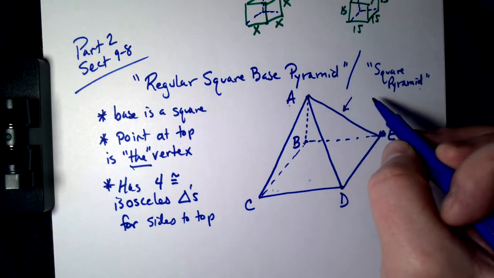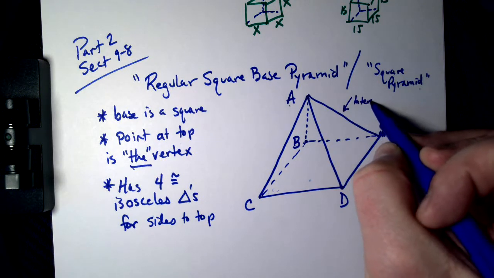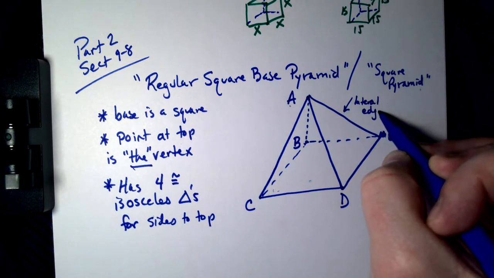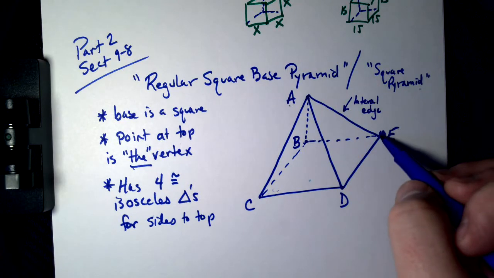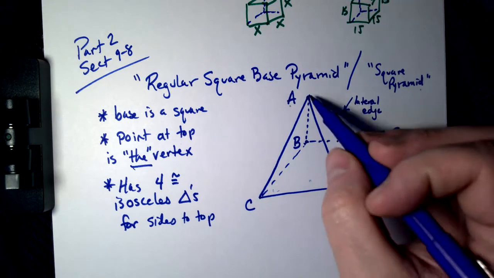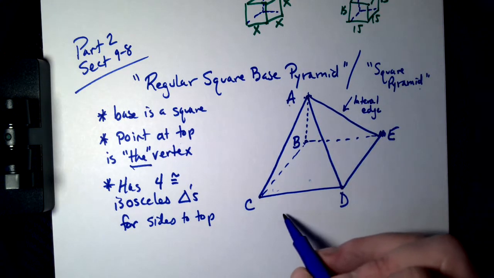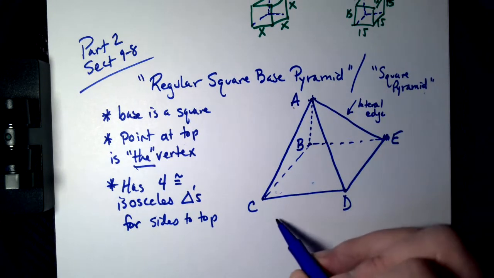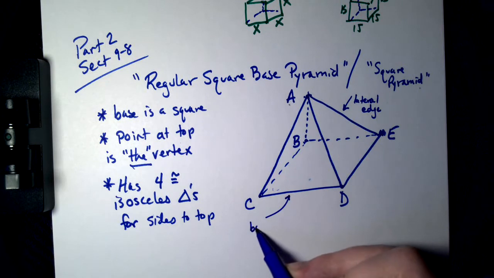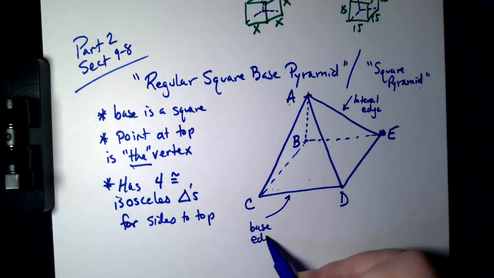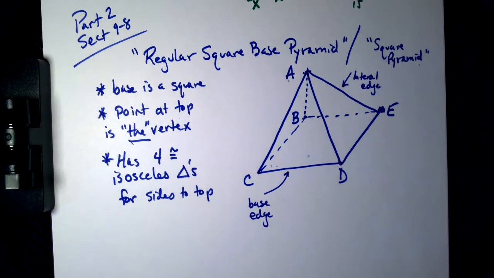This is known as a lateral edge. Each one of these that go from the base up to the top, DA, CA, BA, EA, that's a lateral edge. And then the ones that frame the square on the bottom, those are known as a base edge. All the base edges are the same. All the lateral edges are the same number. So if they give you a lateral edge, it's going to be the same.